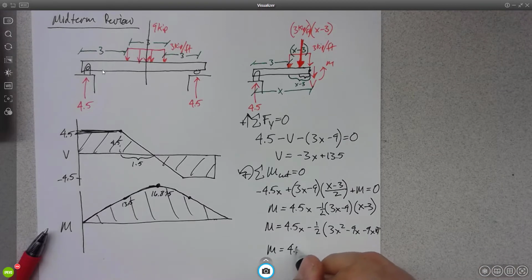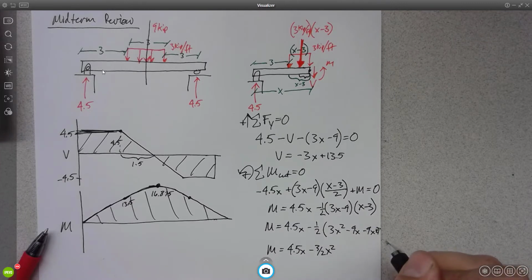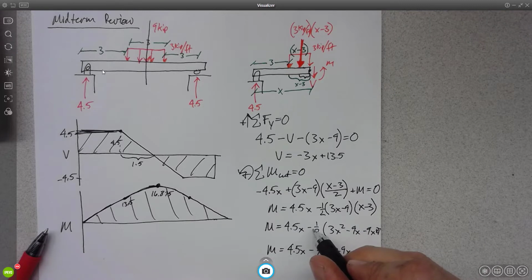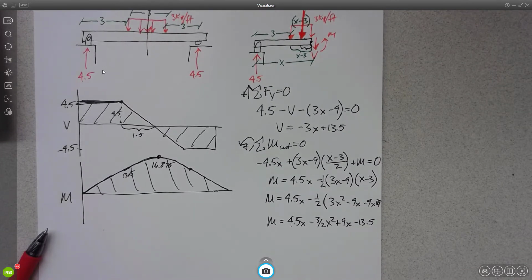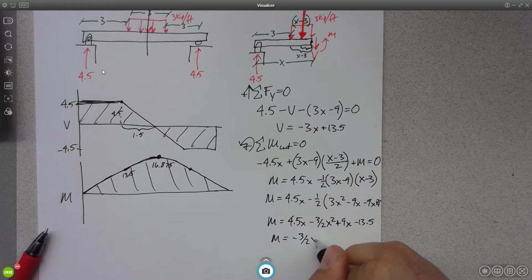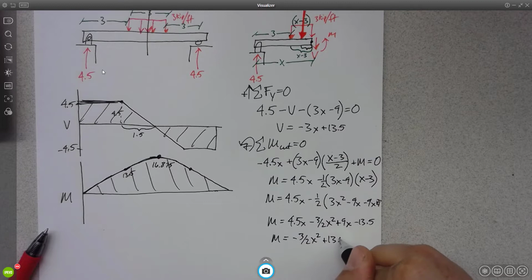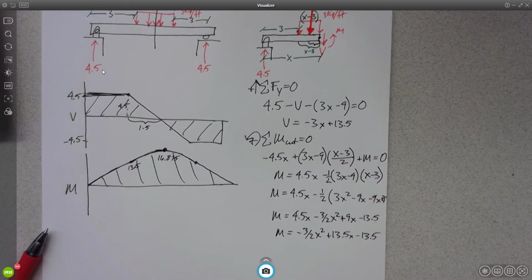M is equal to 4.5x minus 3/2 x squared plus 9x. That's plus 27, right? It's plus 27 minus 13.5. Yeah, I could still simplify. Minus 3/2 x squared plus 13.5x minus 13.5. All right?